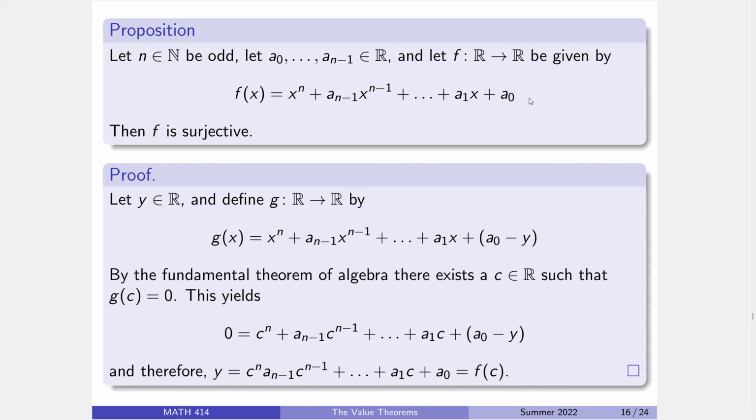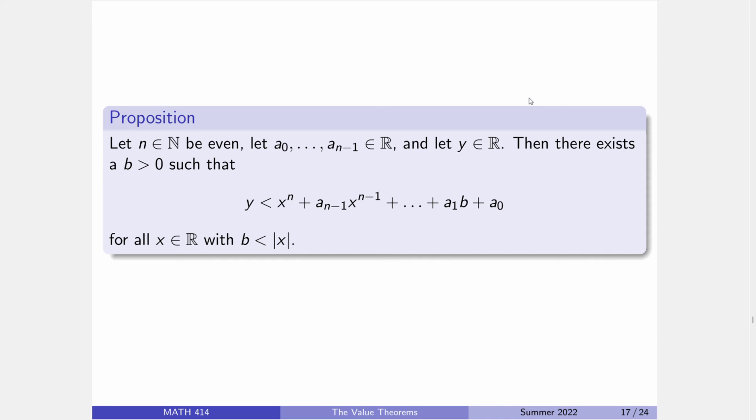So it turns out that for odd degree polynomials, the story is beautiful. Every odd degree polynomial is surjective. It has roots. The end. The evens, on the other hand, not necessarily true that they're surjective, but there is an interval where it obtains all of those values. And in order to prove that, we once again need to prove a technical result, which is the following. So take an even natural number, take a list of real numbers, and take a real number y.